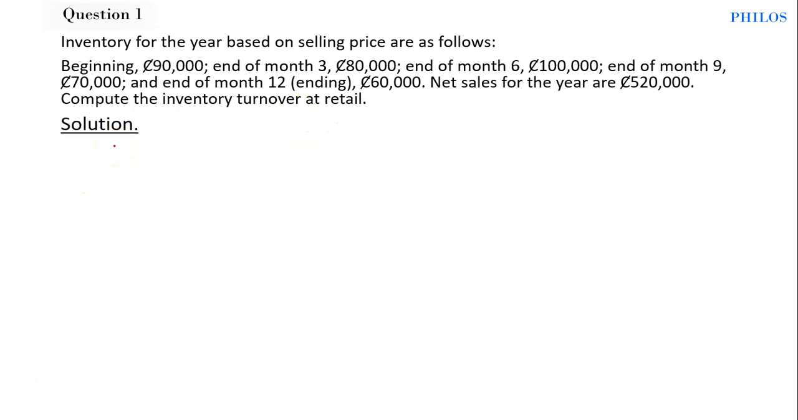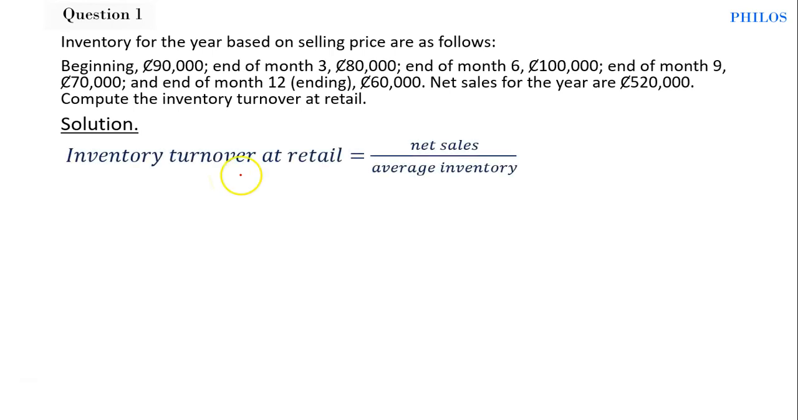So to solve this, let's recall the formula for inventory turnover at retail, which is net sales divided by average inventory. Now, when you look at the question, the net sales has been given as 520,000. So I write that down that net sales is 520,000 cedis. We need the average inventory too, but we do not know the average inventory. So we need to find the average inventory.